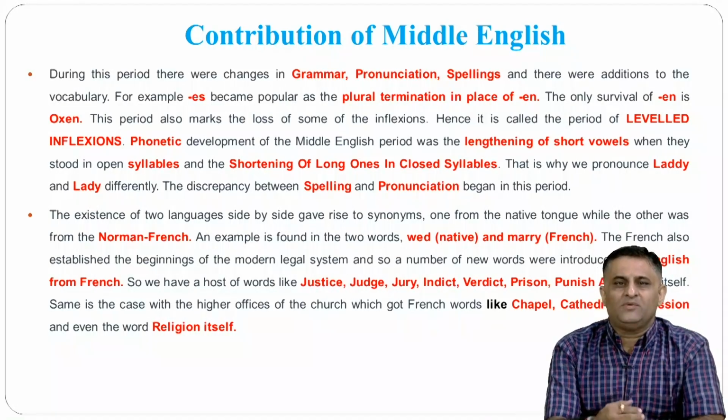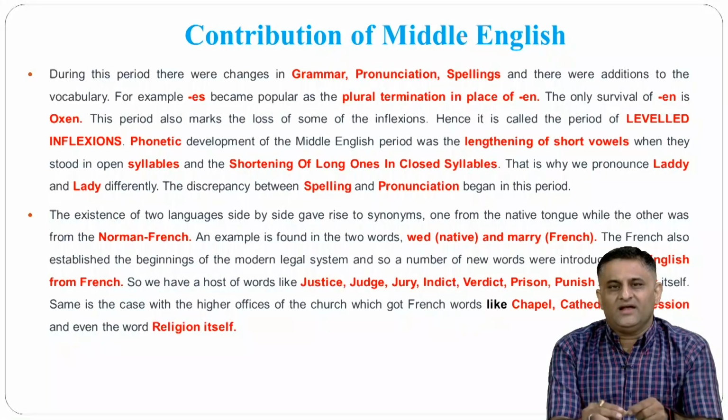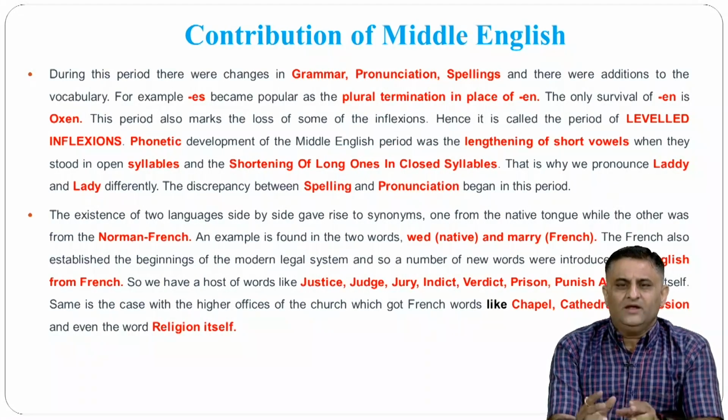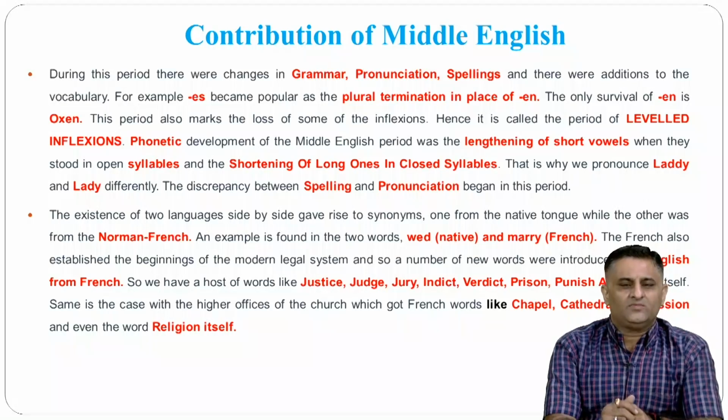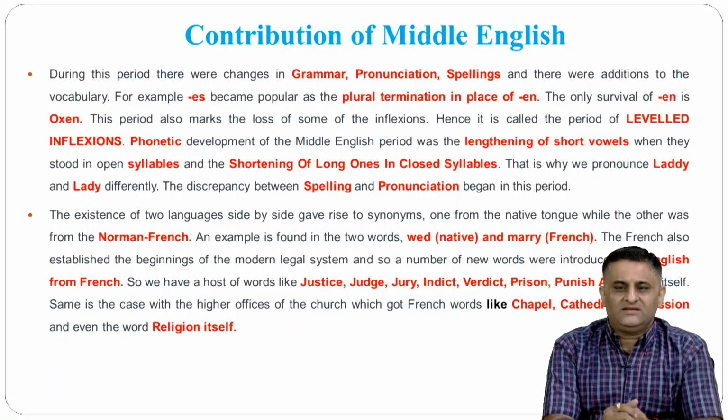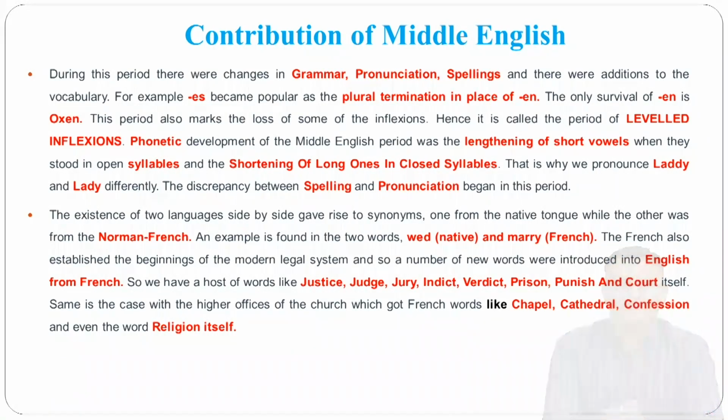But in that time period, we are having -en. By writing -en at the end of the word, it becomes plural. The period also marks the loss of some inflections. Hence, it is called the period of levelled inflections.